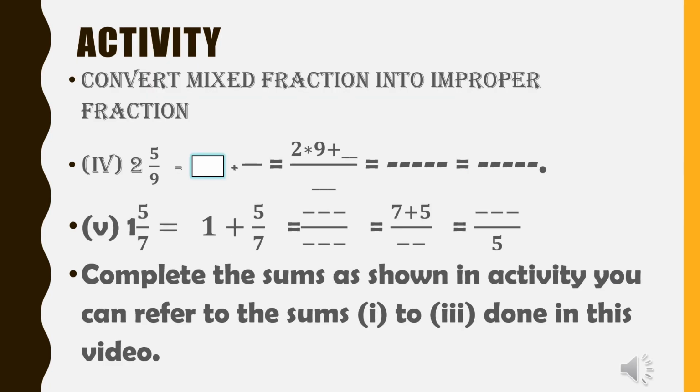So students, now the next two sums I have prepared as an activity for you. It is the same question. You have to convert a mixed fraction into an improper fraction. So there are two sums. The first one is 2 5/9. Then 1 5/7.